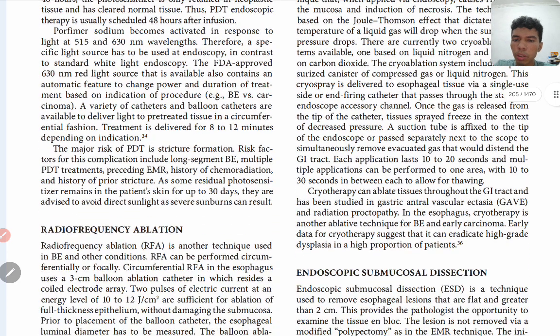The main risk of PDT is stricture formation. Risk factors for this complication include long segment BE, multiple PDT treatments, preceding EMR, history of chemoradiation, and history of prior strictures. Some residual photosensitizer remains in the patient's skin for up to 30 days. Patients are advised to avoid direct sunlight as severe sunburn can result.